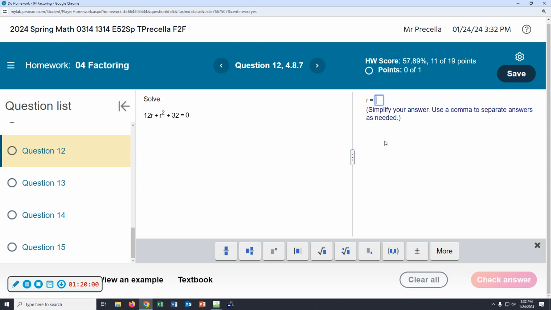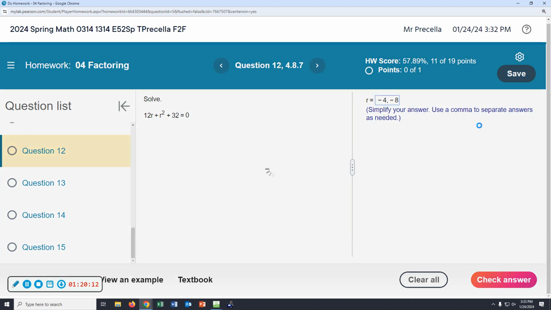Type in a -4 and a -8. Or you can put in a -8 and then a -4, but separate them with the comma. Notice it already says R equals. All you're typing in are the numbers.